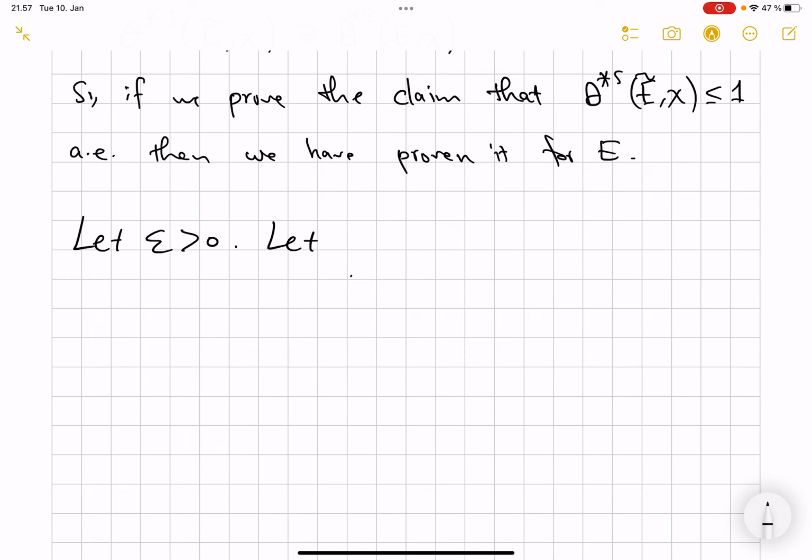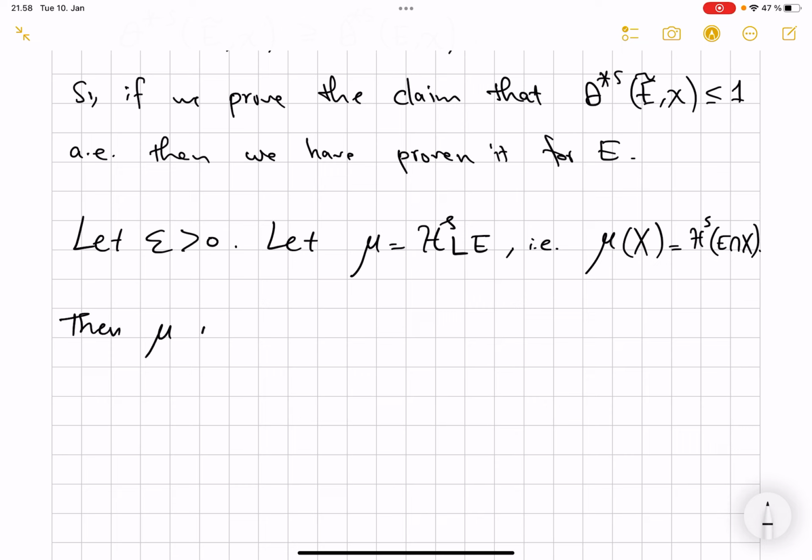And let this measure be HS restricted to E. So what is this measure? This is a notation for the following measure. The measure of any subset X is just HS of X: first you intersect with E, that set, and then you apply HS. This is just the meaning of that notation. Then mu is a Borel measure.